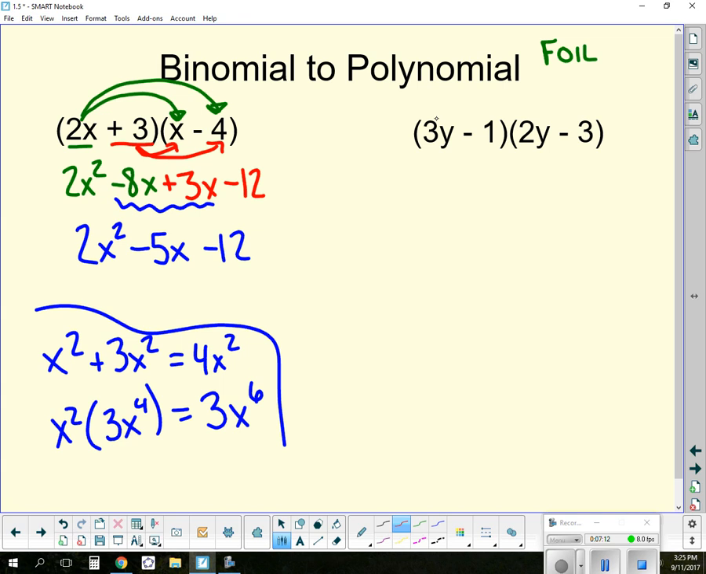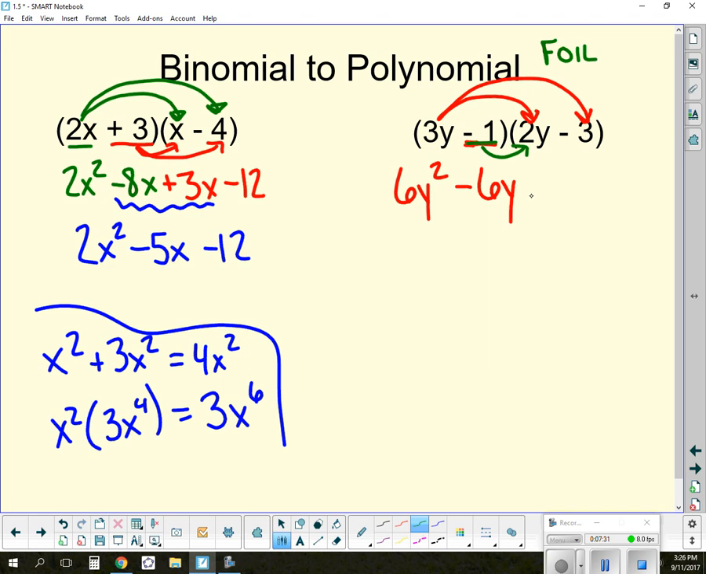Okay, same thing over here. Take 3y, multiply it times 2y. You get 6y squared. Take 3y and then multiply it by negative 3. That's negative 6y. Negative 1 is the next thing to distribute. Make sure you watch your signs. That negative 1 times 2y becomes negative 2y. And negative 1 times negative 3 is positive 3.